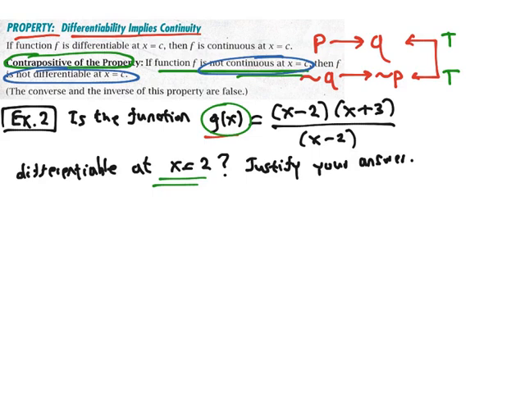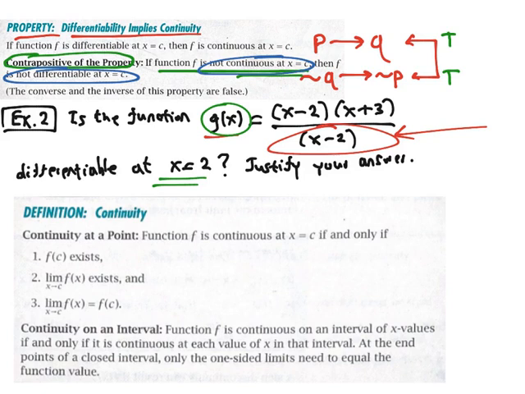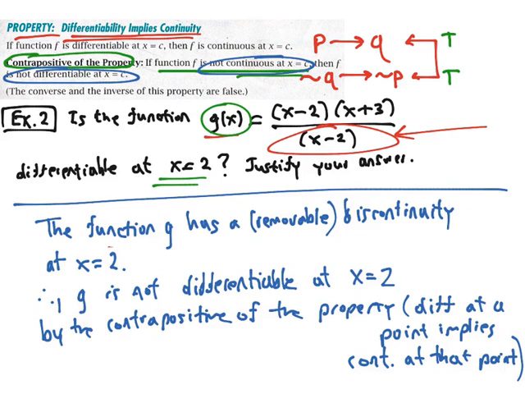And of course, is this function continuous at x equal to 2? The answer is no, because if x were equal to 2, you would have a denominator of 0, and the function g would be undefined at x equal to 2, and therefore not continuous at x equal to 2. So because the function is not defined at x equal to 2, it is not continuous at x equal to 2, and therefore, by the contrapositive of this property, since the function is not continuous at x equal to 2, it must not be differentiable at x equal to 2.